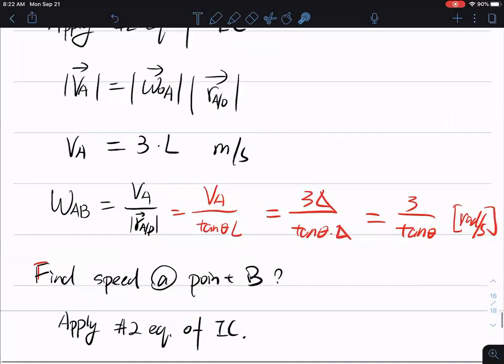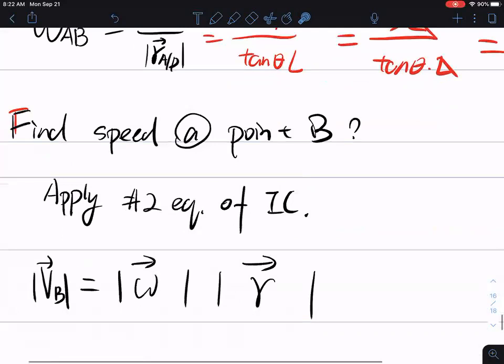Let me see, I forgot how many omegas we have. Okay, raise your hand if you think that should be omega OA. Omega OA. Raise your hand if you think that should be omega BD. Raise your hand if you think that should be omega AB. Okay, good. Should be omega AB.